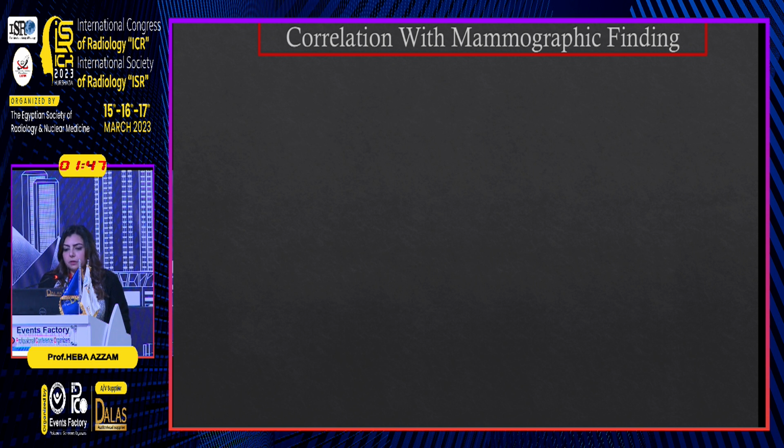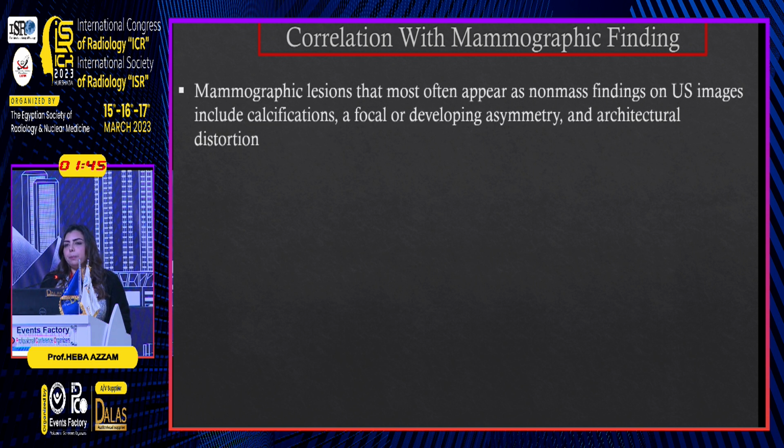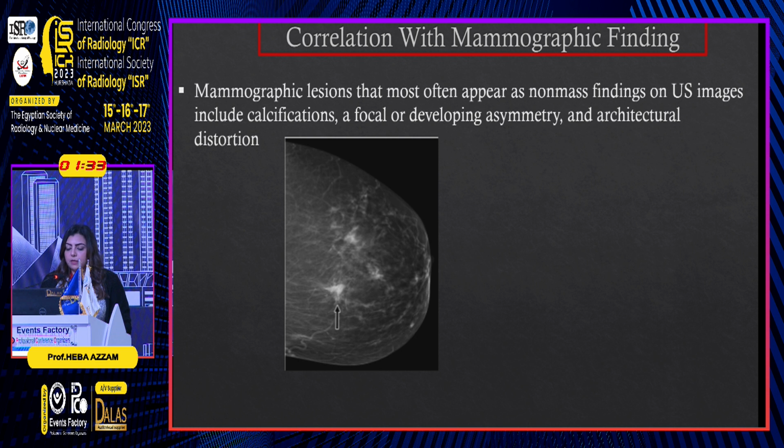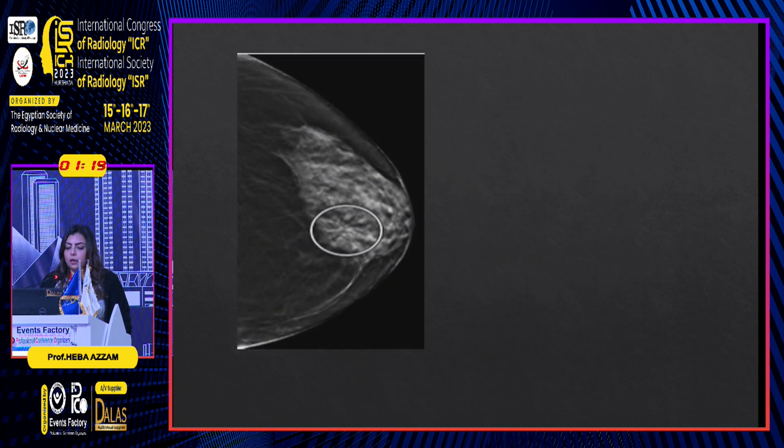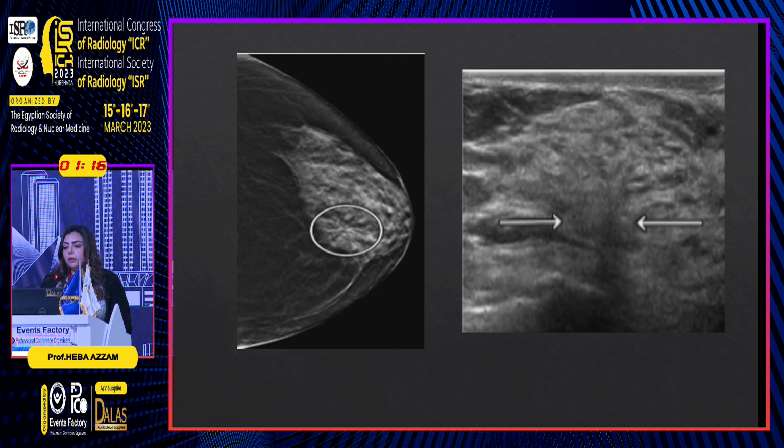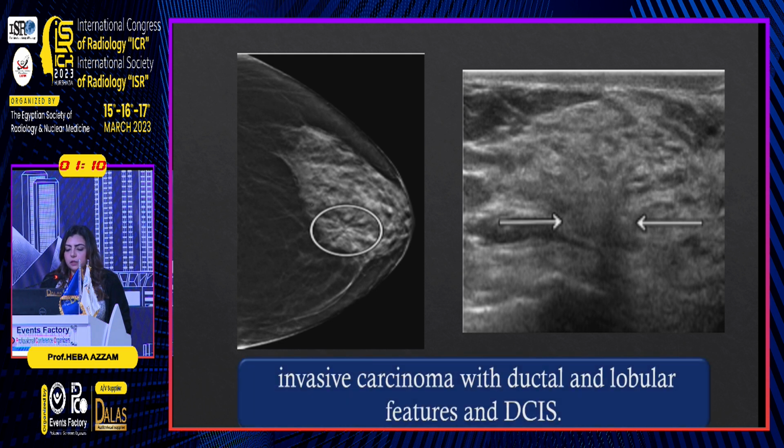Correlation with mammographic findings. Mammographic lesions that most often appear as non-mass findings on ultrasound images include calcifications, focal or developing asymmetry, and architectural distortion. In this case, we see a focal asymmetry on mammography, and the complementary ultrasound revealed a focal non-mass lesion with mixed echogenicity. The biopsy revealed lupus mastitis. Here, we see on the mammographic image an area of architectural distortion with a corresponding focal hypoechoic non-mass lesion on ultrasound, and the biopsy revealed invasive carcinoma with ductal and lobular features and ductal carcinoma in situ.